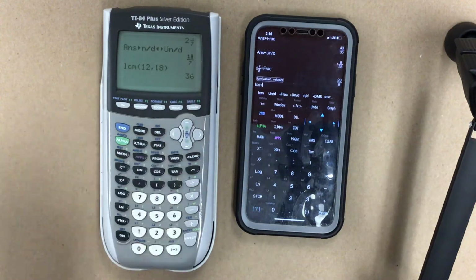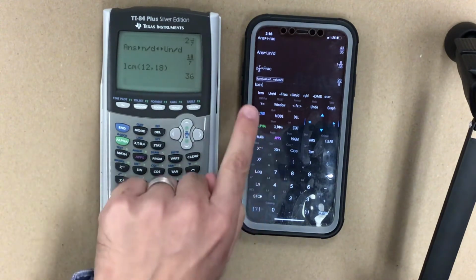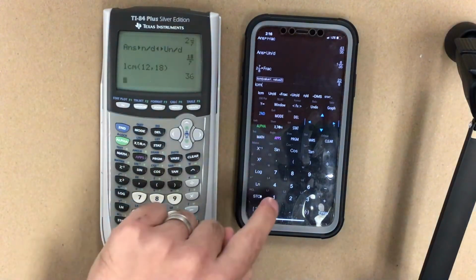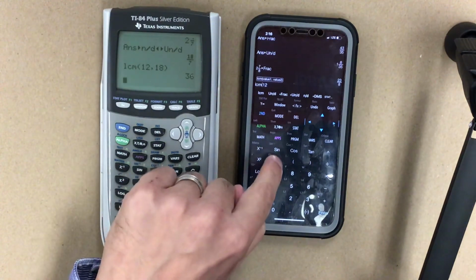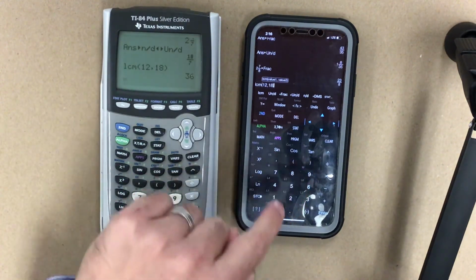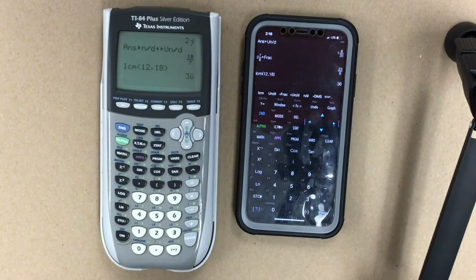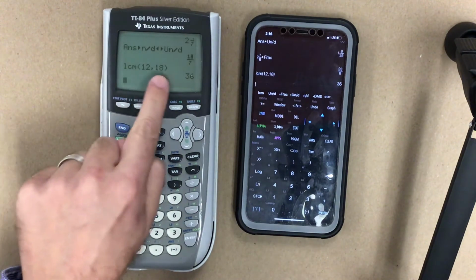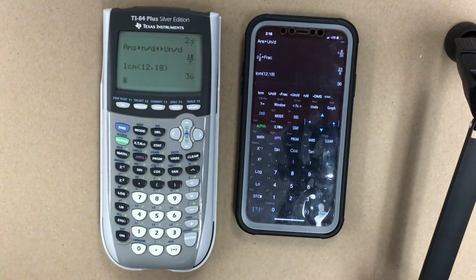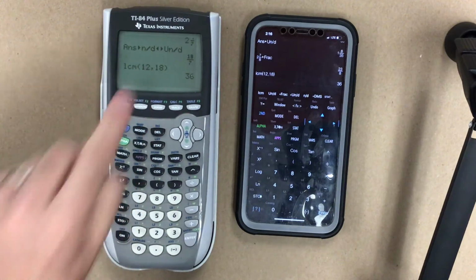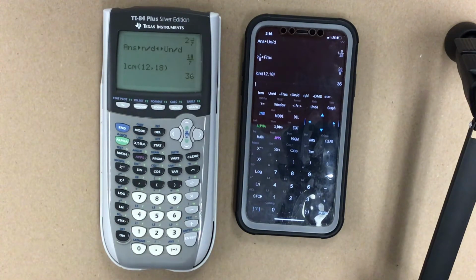denominator would be 36. Same thing on your calculator, you bring up your LCM, type in 12, you have a comma button, 18, close my parentheses, boom, 36 is my least common denominator. Okay, so if you ever need to find the least common denominator between two fractions, this is how you would do it. You just got to remind yourself what you type in, those two numbers are the denominators, and you separate them with a comma.